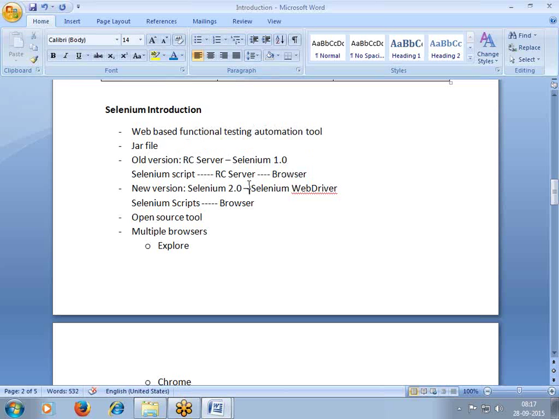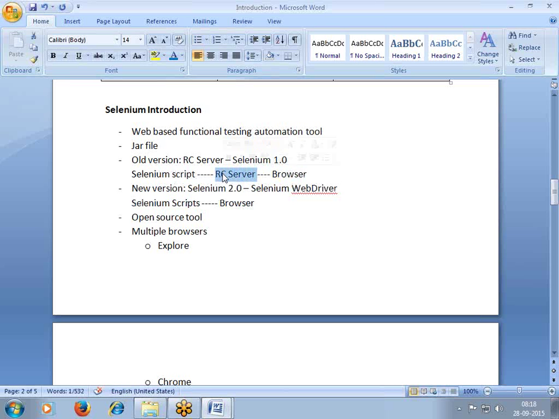Now the latest version of Selenium is Selenium 2.0. It is called Selenium WebDriver. So how does it work? There is no RC server involved in Selenium 2. Using WebDriver, you write the Selenium program, and this program will directly run the application in the browser. There is no mediator here like the RC server in Selenium 1.